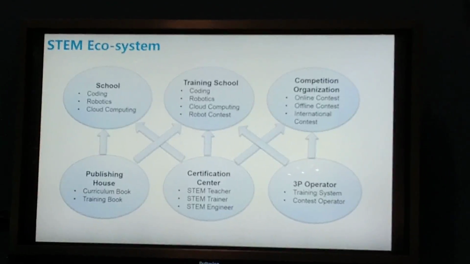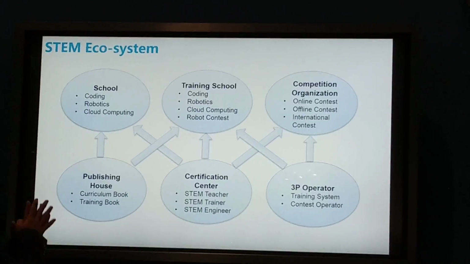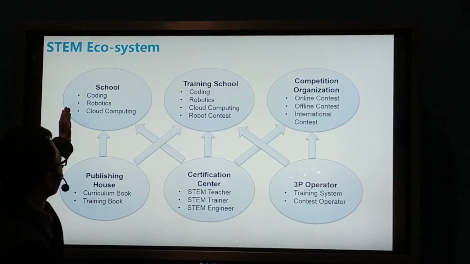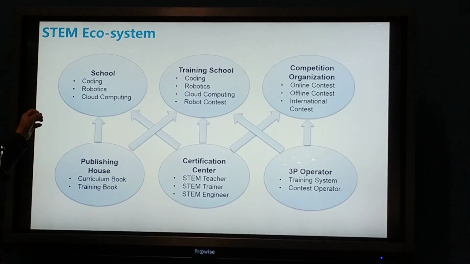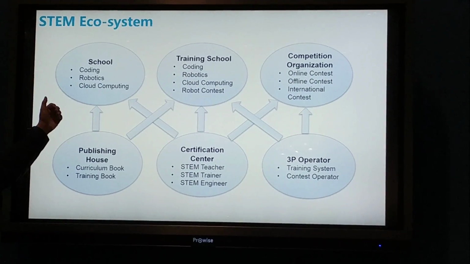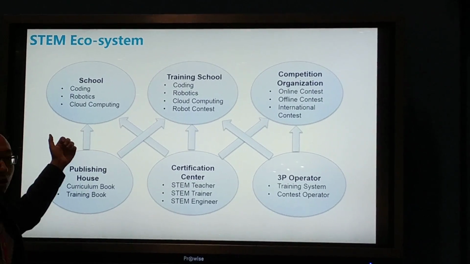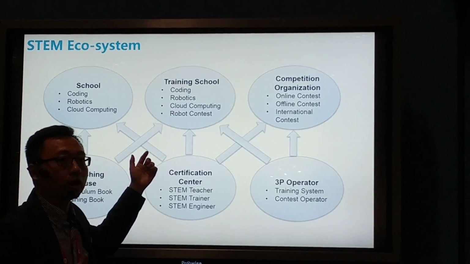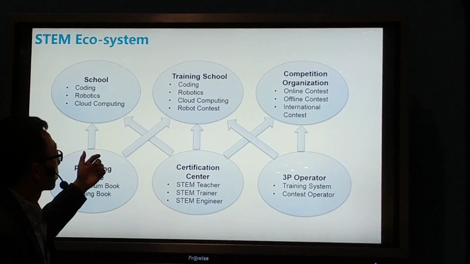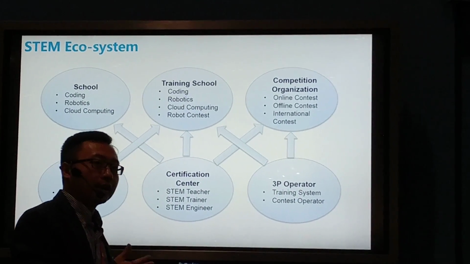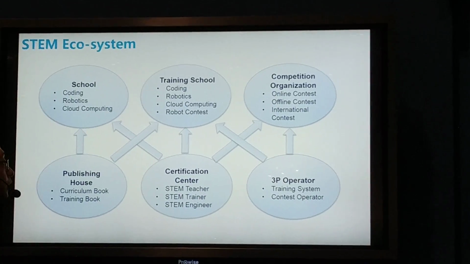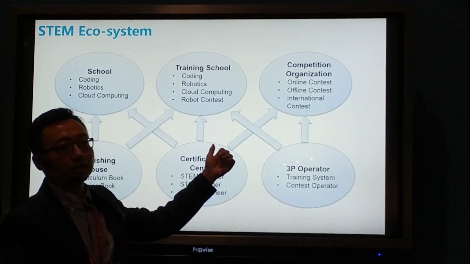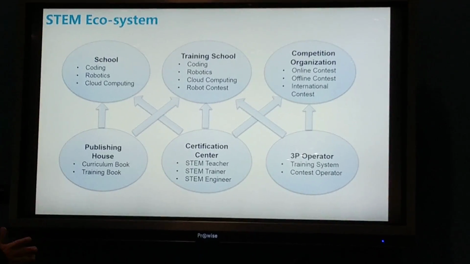One ecosystem we want to build targets the education system. In schools, they need a coding system and robotics to build physical things. Cloud computing could be one of the key future technologies. Training schools are also a very strong strength, giving training and bringing more knowledge to students. And robot competition is also a strategic thing that we are doing in 2017.